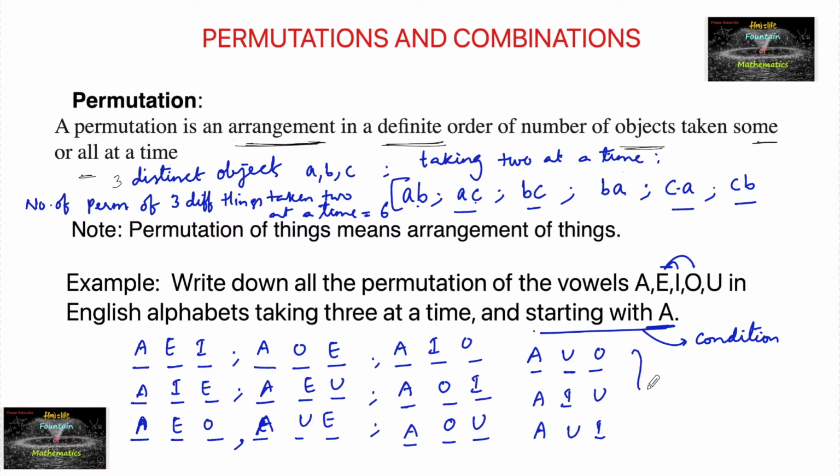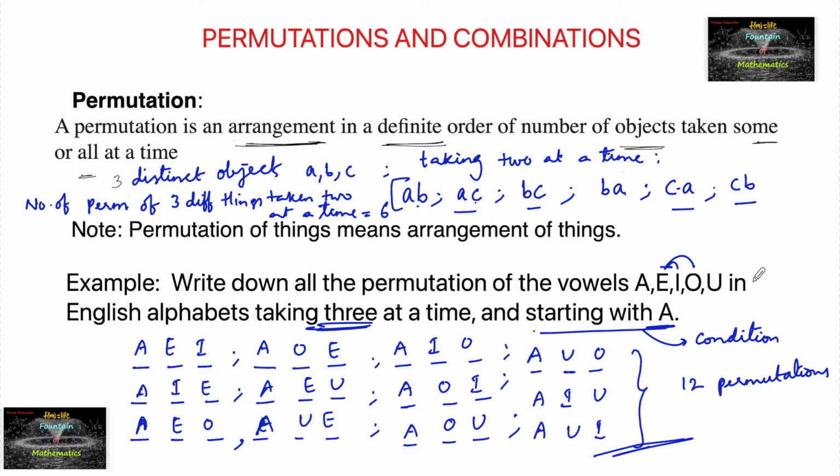So is there anything else which I missed? I think everything is completed. All the different arrangements which start with A are completed. So there are a total of 12 permutations. These are all the different arrangements we can write. So just remember, permutation is an arrangement of n different things taken some or all at a time. Here we are taking only 3 at a time, and that too with the condition of starting with A, right?